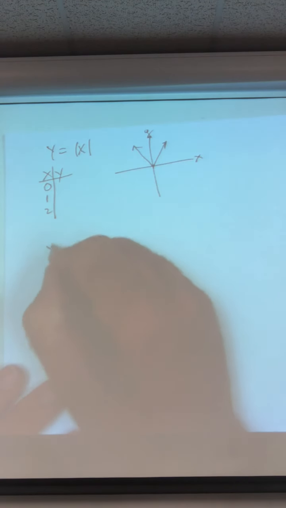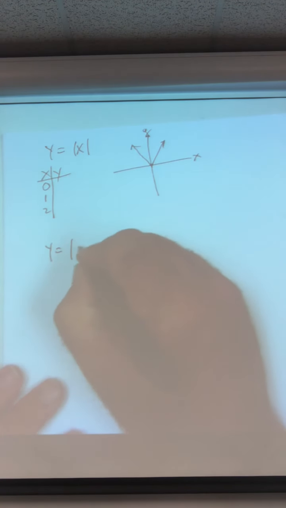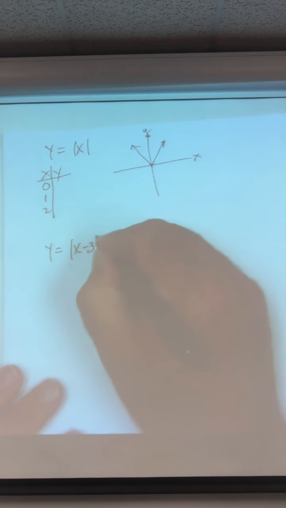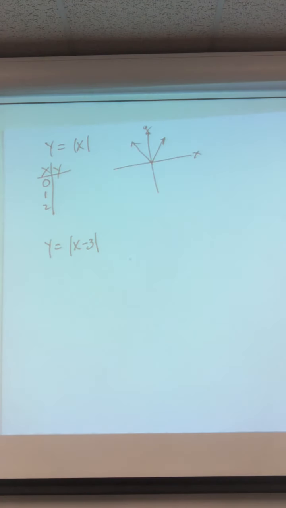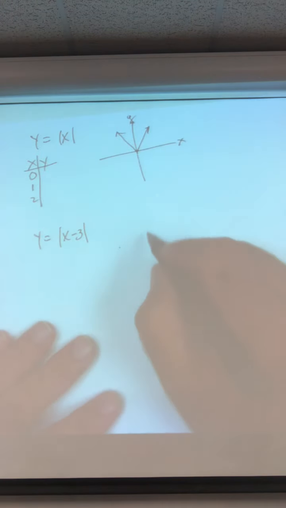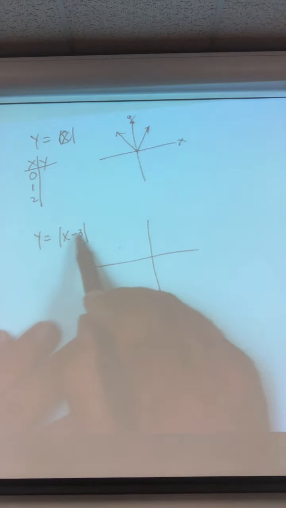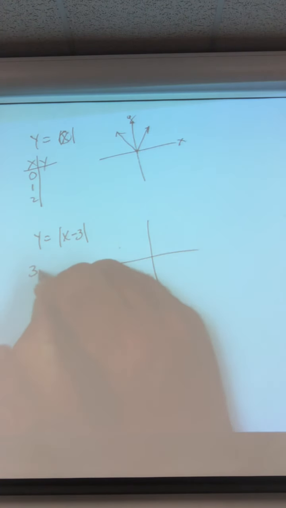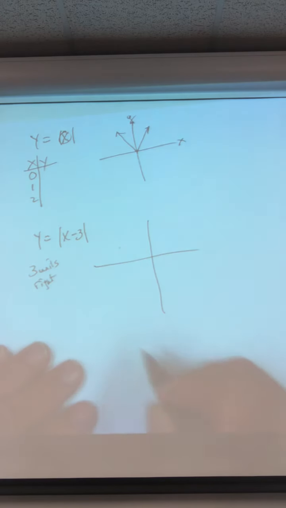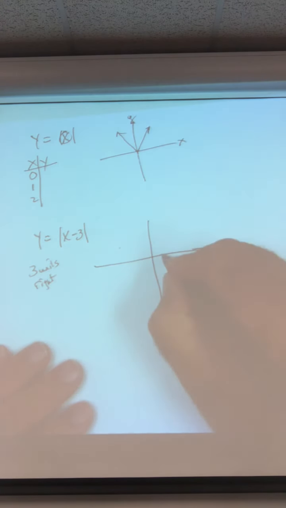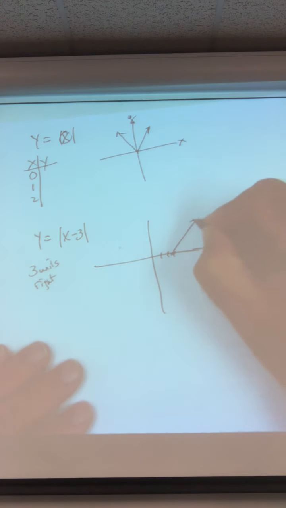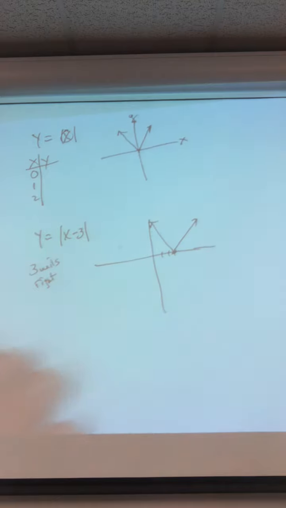Now, what do you think this is going to do? You're about to see what it's going to do. If you replace the x with x minus 3, it shifts it 3 units right. So now your graph is going to start here, and the V shape is going to look like that.